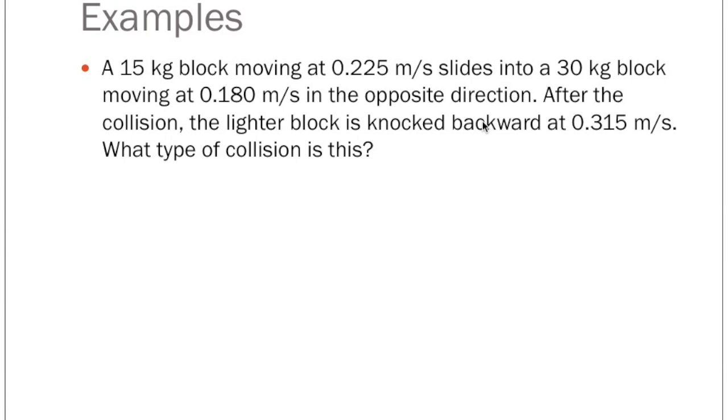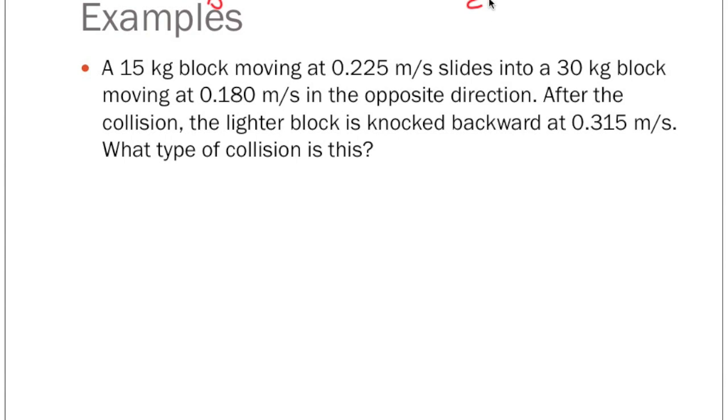So let's sketch out our original situation. Here's our 15 kilogram block. The 15 kilogram block is moving at 0.225 meters per second, and let's say it is going in this direction. Then we have our 30 kilogram block, which it says is moving in the opposite direction, with a speed of 0.180. All right, and this original setup is going to be our before.